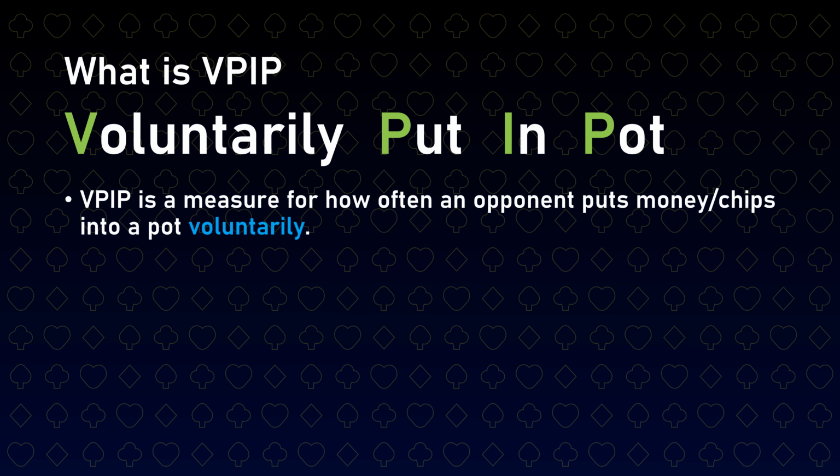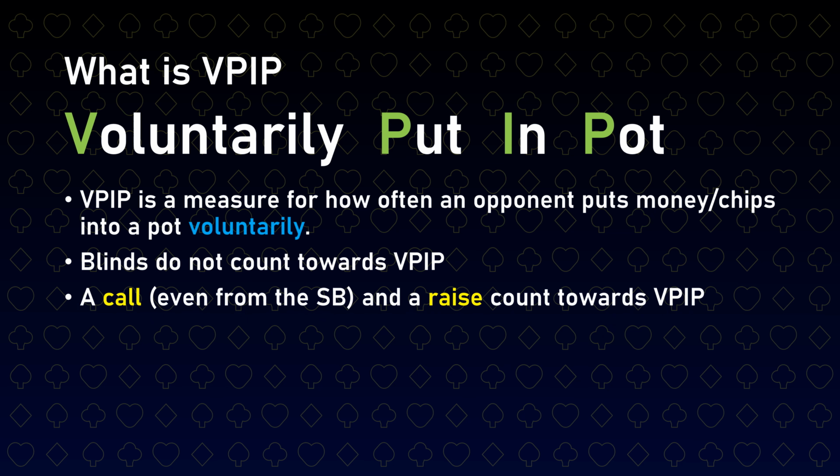VPIP is a measure of any time a player puts money or chips into a pot where they are not required to. Note that the player voluntarily puts money into the pot. This means that putting the blinds into the pot do not count. If a player calls, including completing the small blind, or raises, then that will count towards VPIP. Any situation where a player puts money into the pot without needing to.